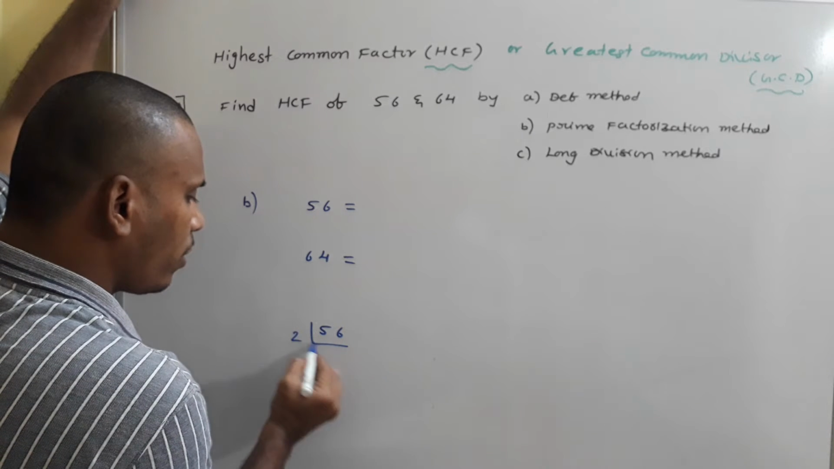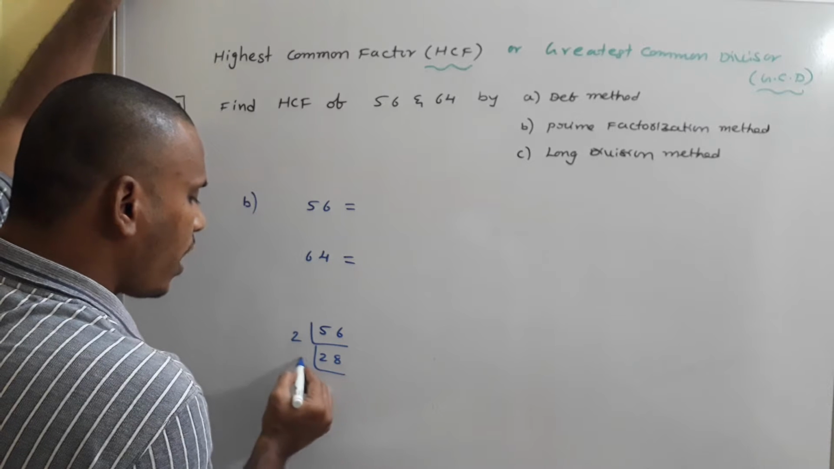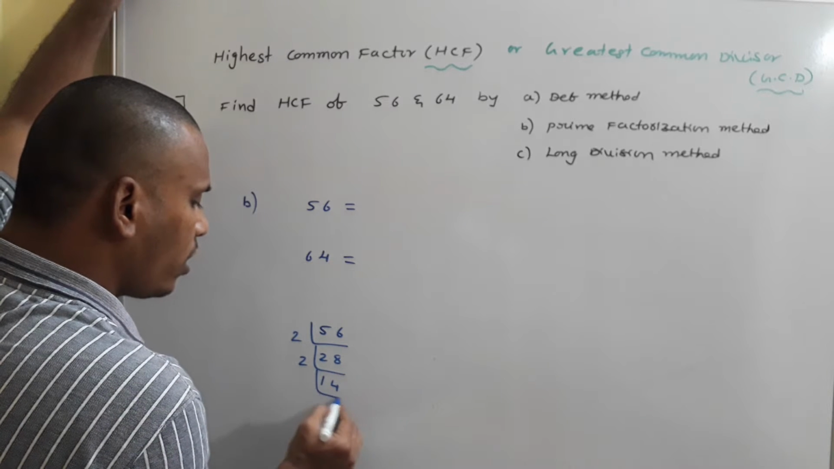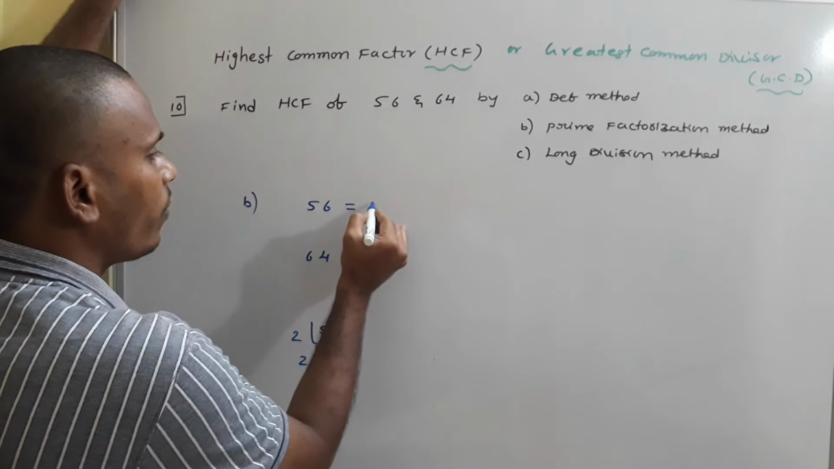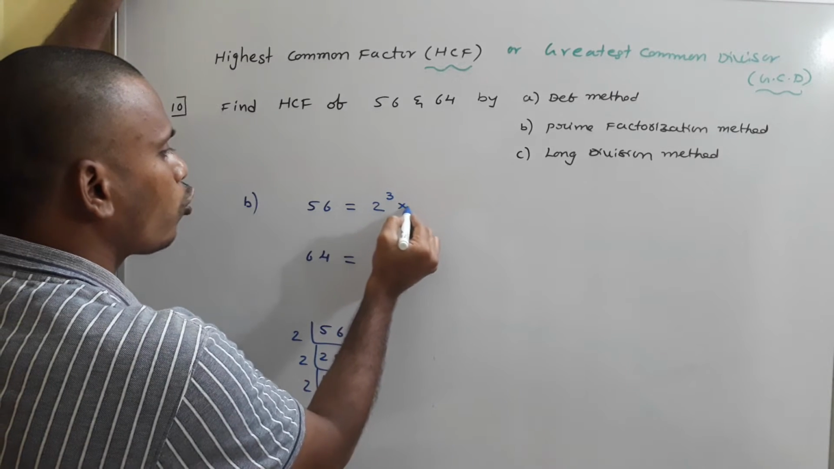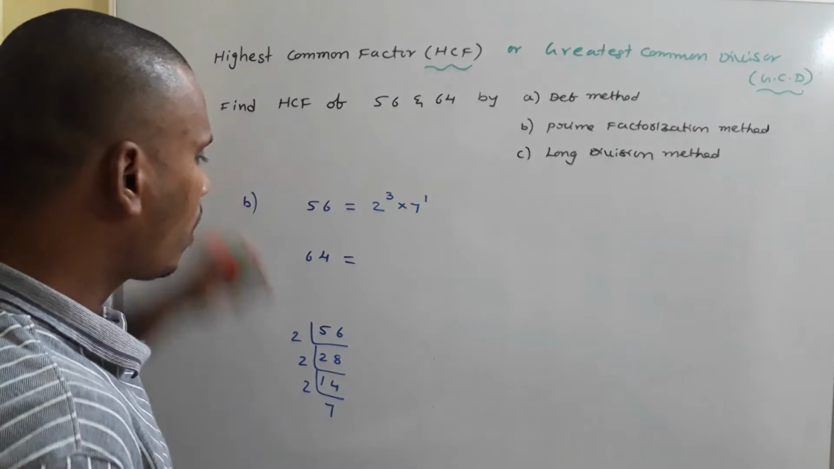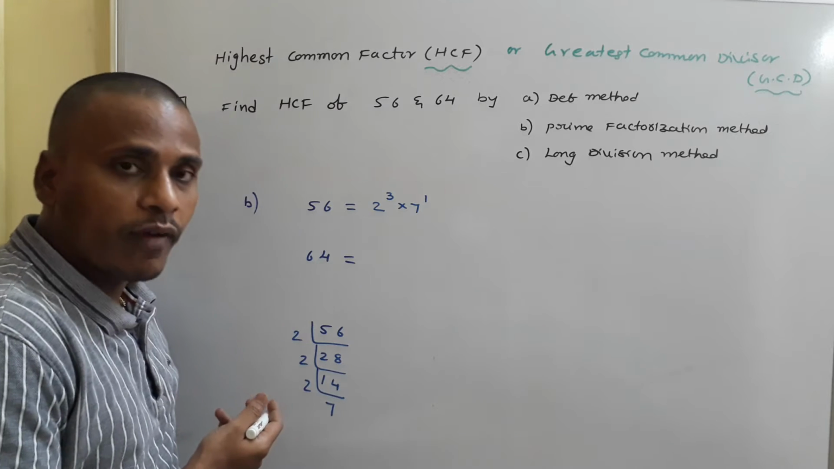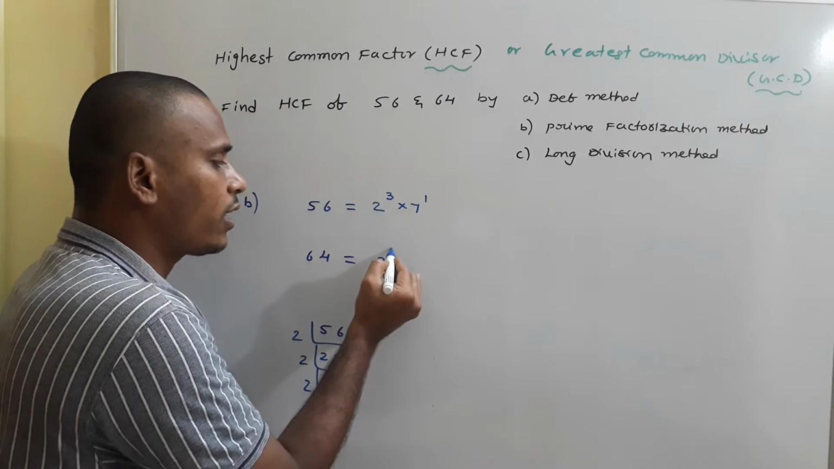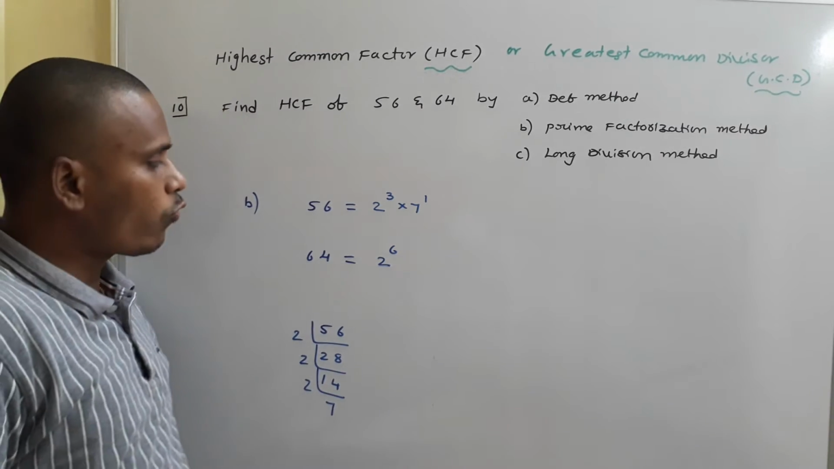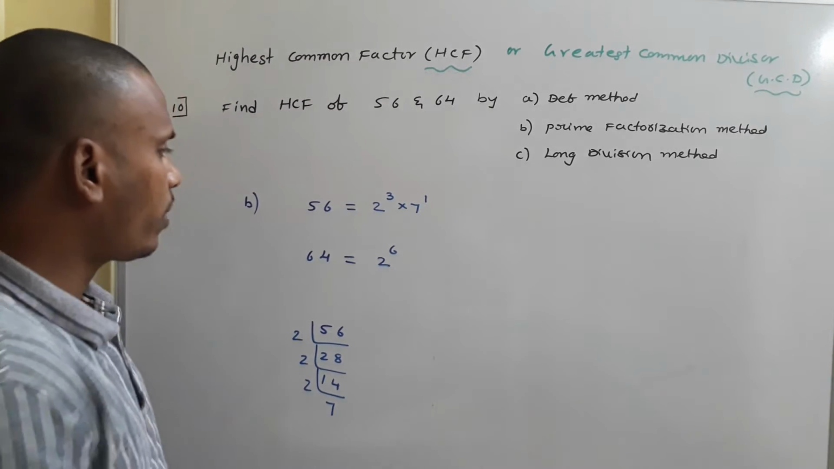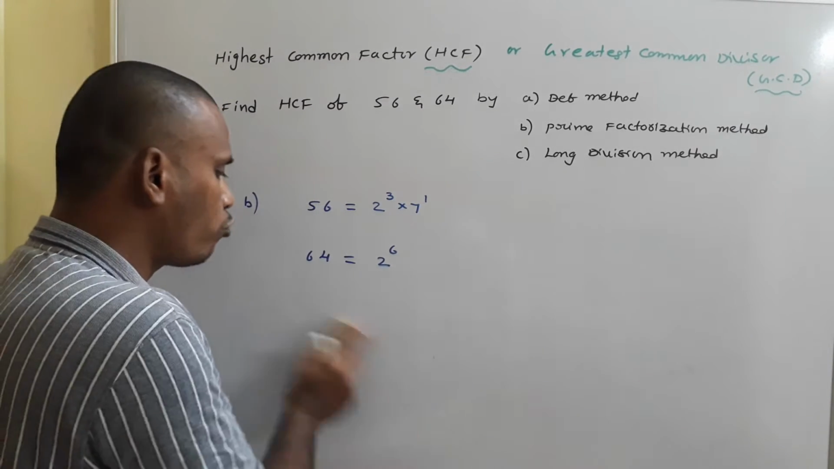See, 56 is simply 2 times 28, and this is 2 times 14, and this is 2 times 7. So 56 is simply 2 cube into 7 power 1. Whereas if you wish to write the prime factorization for 64, it is directly 2 power 6. So finally, the prime factorizations for 56 and 64 are 2 cube into 7 and 2 power 6.